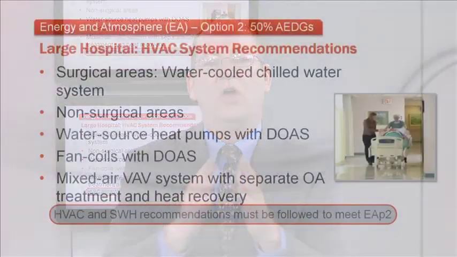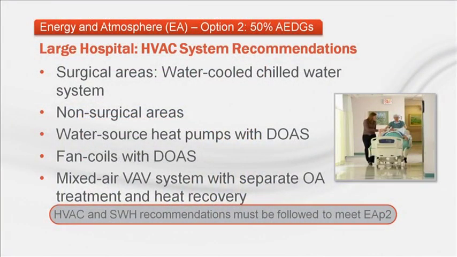As an example, let's delve into the 50% large hospital AEDG. In it, 3 system types are recommended for non-surgical spaces: water source heat pumps with dedicated outdoor air, chilled water fan coil systems with dedicated outdoor air, and mixed air VAV systems with separate treatment of outdoor air. Let's take a look at a few of the mixed air VAV system recommendations.